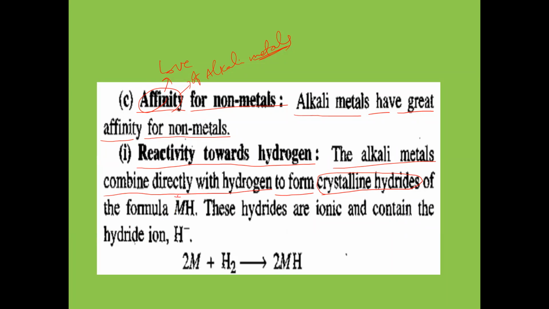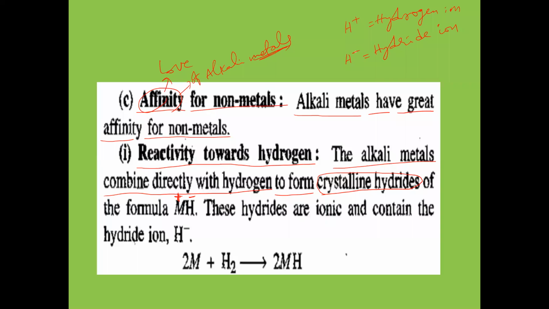Here M plus cation and H minus anion. Generally, hydrogen will be forming cation. H plus is called hydrogen ion. It is the cation of hydrogen. Now, H minus is called hydride ion.